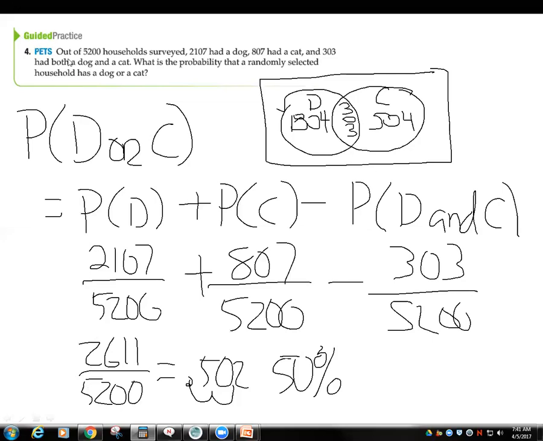Notice that's not the total number of households. If you subtract that, you get 2,589. That would be the number out here, 2,589. And what do you think that number represents? Right, it represents all the households that do not have a dog or a cat.